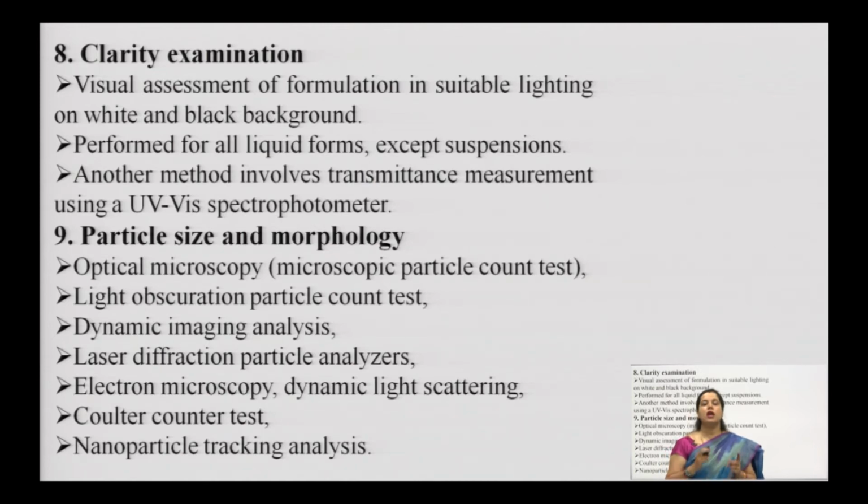like visual assessment of the formulation in suitable lighting on white and black background, performed for all liquid forms except suspension, because they may have a different solid phase dispersed in the liquid medium, right. Another method involves transmittance measurement using a UV visible spectrophotometer. So, again we can check this clarity assessment using a UV visible spectrophotometer. So, this can be done using UV spectrophotometric analysis as well.